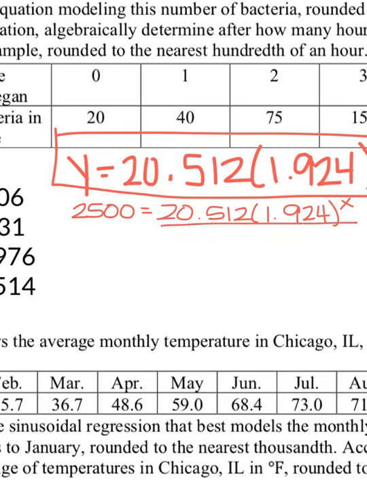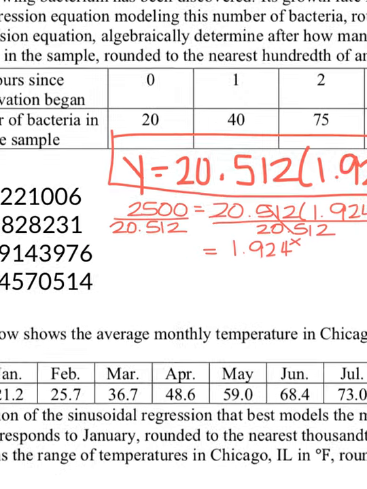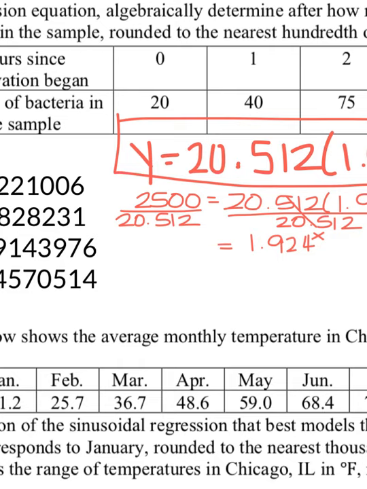You divide both sides by 20.512. On the right side, you get 1.924 raised to the x power. On the left side, you get 121.8798752, and that's from doing 2,500 divided by 20.512. So now the point to doing this is that you can now use log. So take the log of both sides.